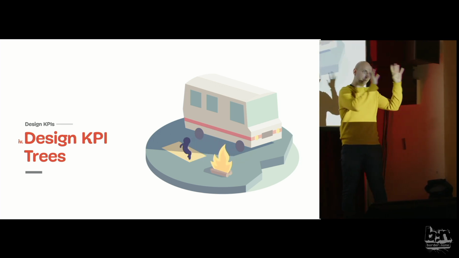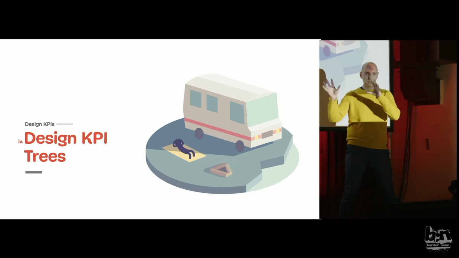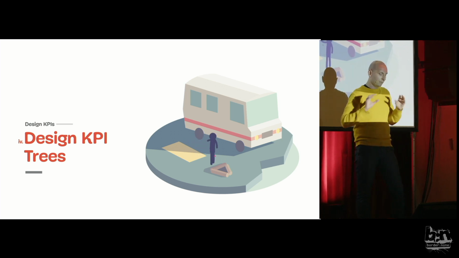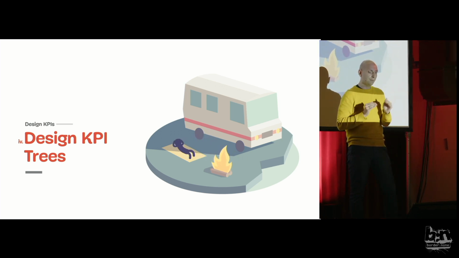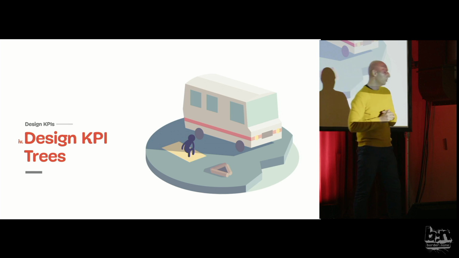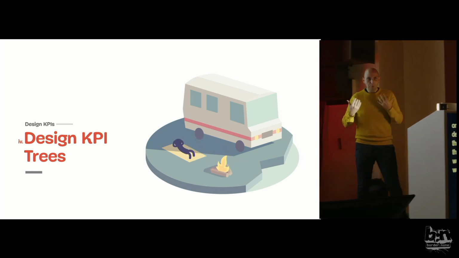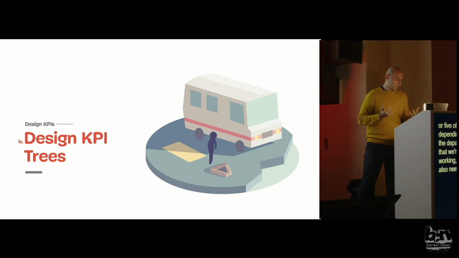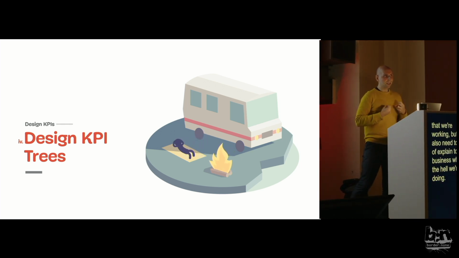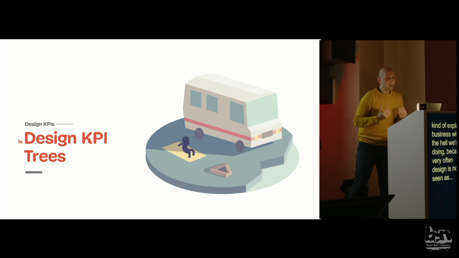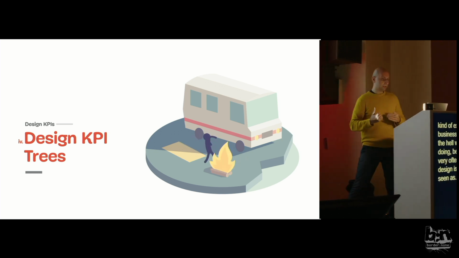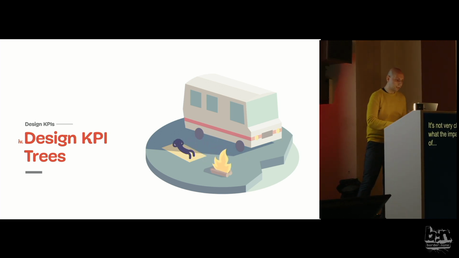We have now a few metrics that we have picked. We now have some KPIs, things that are important. Maybe we will pick 3 or 4 or 5 of them, depending on the department that we're working with. But we also need to explain to business what we're doing. Because very often it's not very clear what the impact of design really is. Now, we know our place, but we still need to create that connection.